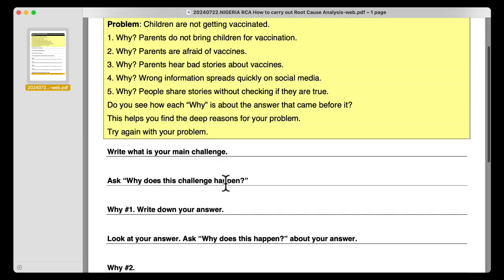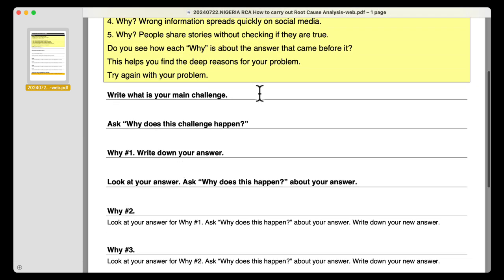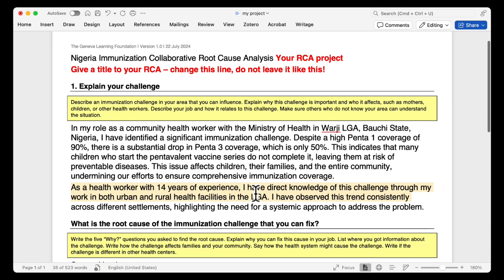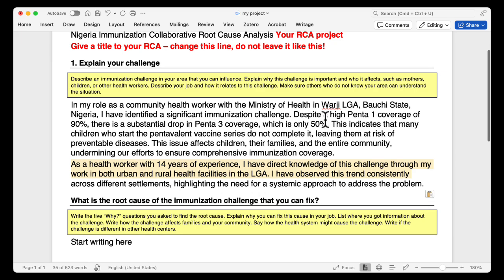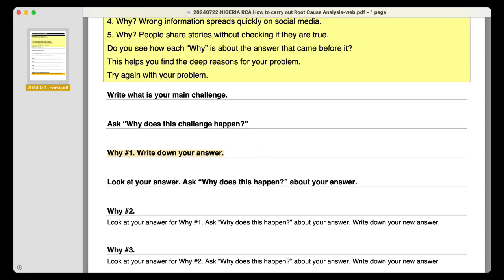All right. What you want to do is you write down your main challenge. This is separate in a way. You can then summarize it in your project. This is not the entire project. Don't get confused by this. So you say, why does this challenge happen? So you say, well, the challenge is the dropout from 90% to 50% is pretty dramatic. So you write down this answer.